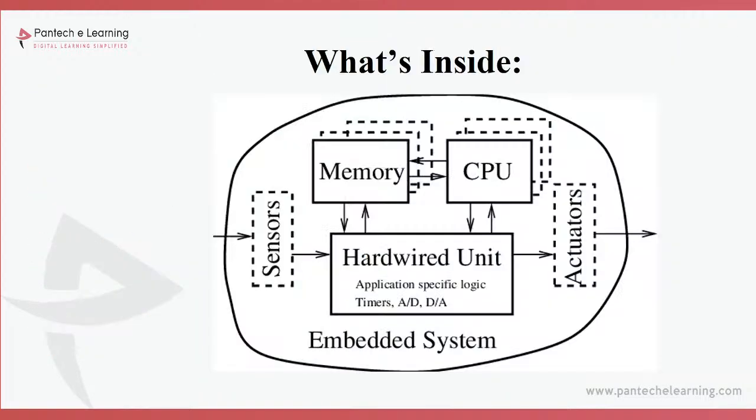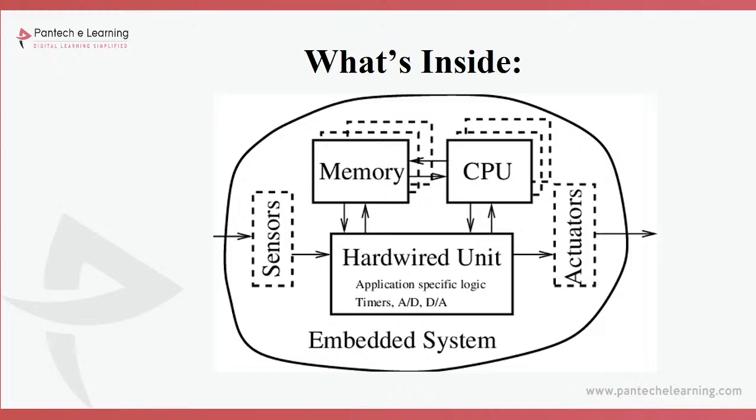So what is inside an embedded system? We need these 5 modules inside an embedded system: sensors, memory unit, CPU, hardware unit, and actuators. Actuators means nothing but output. Without the sensor the actuator can't work. And whatever data the sensor detects and gives to the hardware, the hardware will place it in memory, where it has to be saved. After that the CPU works.